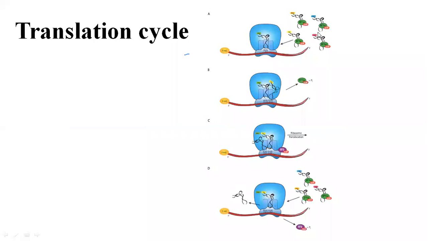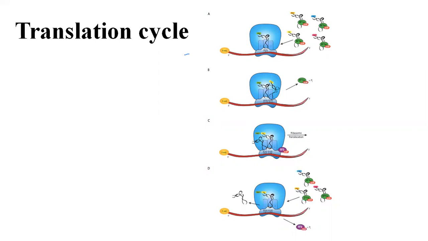So now once again, this is the translation cycle. What I have explained to you is that elongation factors, initiation factors, and release factors are involved in the whole cycle. And let's see about the energy requirement during the whole translation cycle.